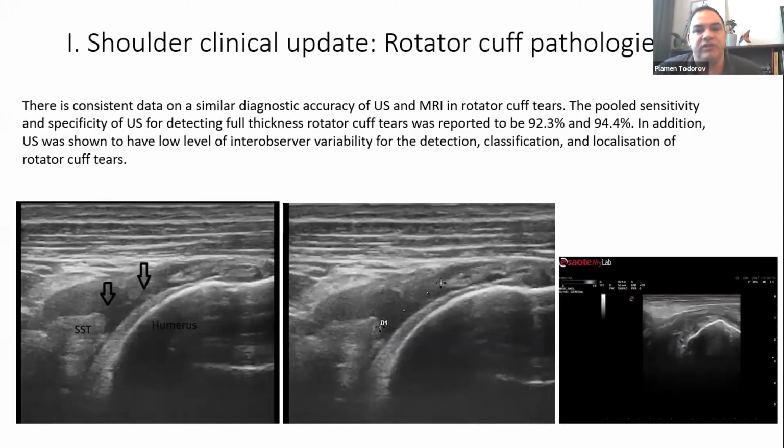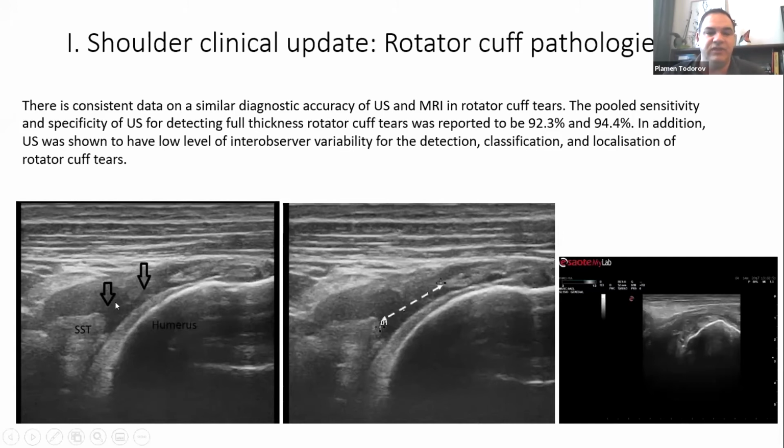Then we move to rotator cuff pathology, and there is consistent data that ultrasound and MRI have similar diagnostic accuracy in rotator cuff tears. The sensitivity and specificity of ultrasound for detecting full-thickness rotator cuff tears was reported to be over 90%. Ultrasound was also shown to have low inter-observer variability for the detection, classification, and localization of rotator cuff tears, like you see here in this picture.